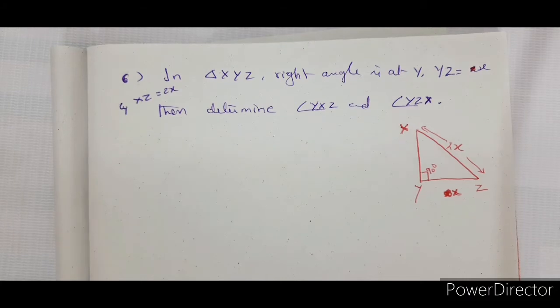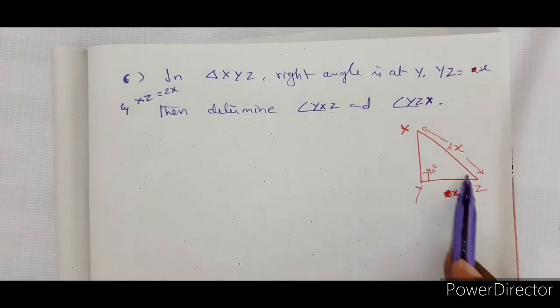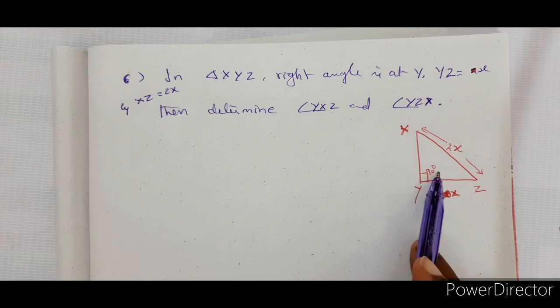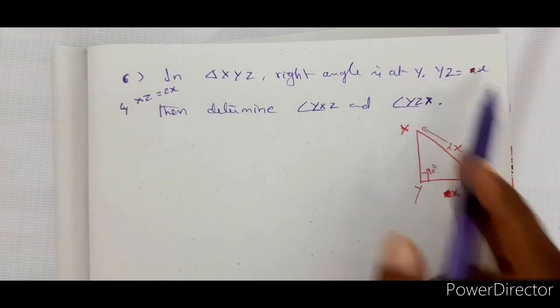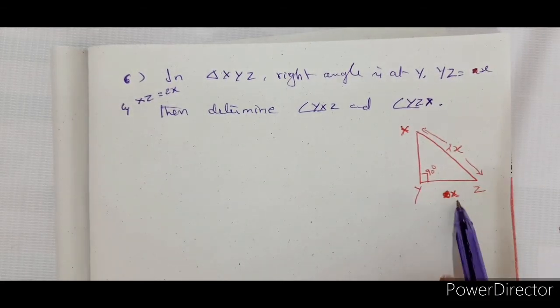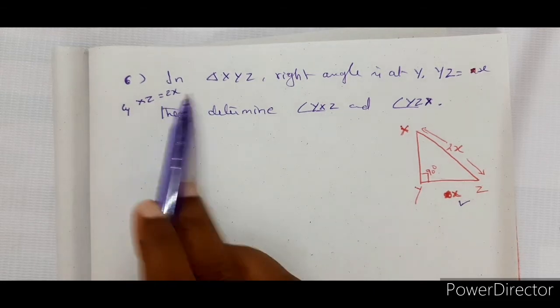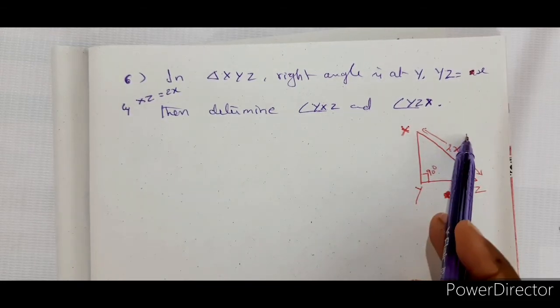So now the 6th problem. We will see the 6th one. In triangle XYZ, right angle is at Y. So let us first draw the triangle, with 90 degrees at Y. And now YZ is equal to x, and XZ is equal to 2x.